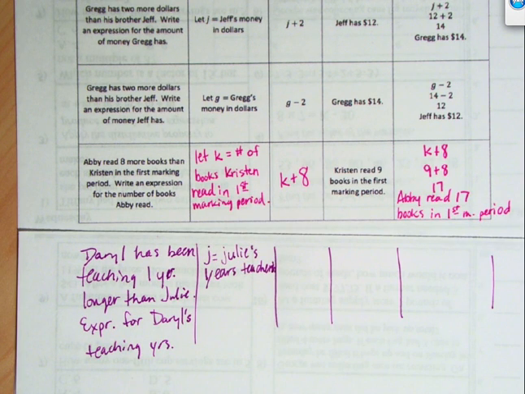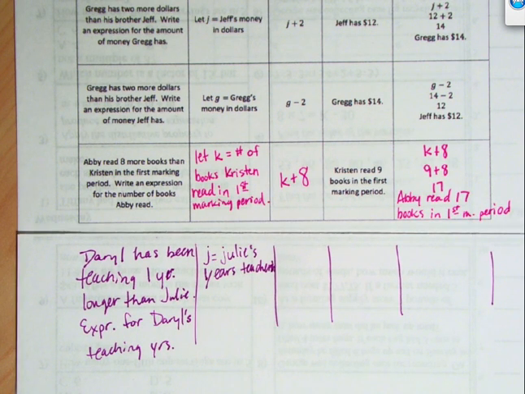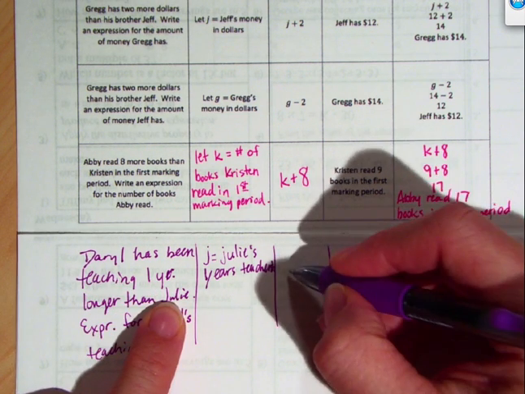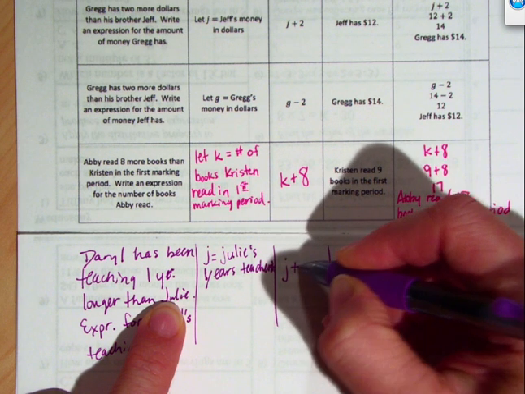Okay, we'll pretend that looks right. Number of years Julie's been teaching. So Julie's years of teaching is J. Okay, so we know that Daryl has been teaching 1 longer than Julie, so it's Julie's years, plus he's been there 1 more year.